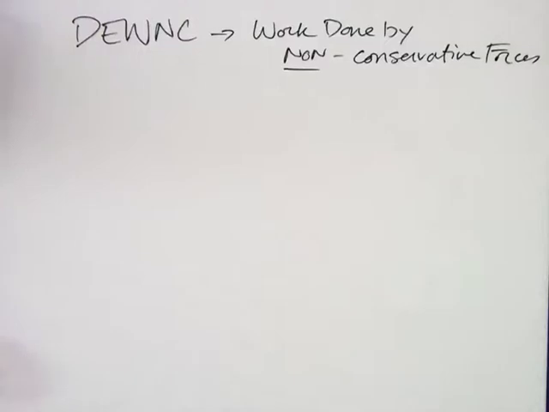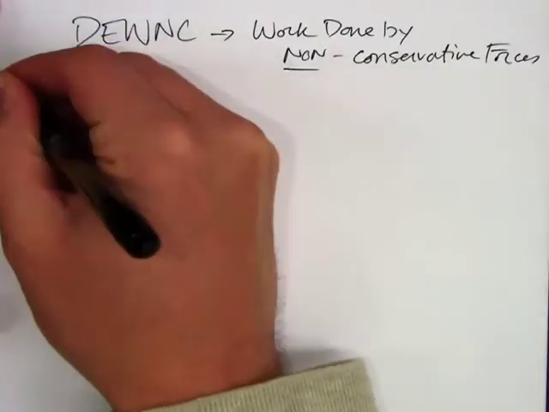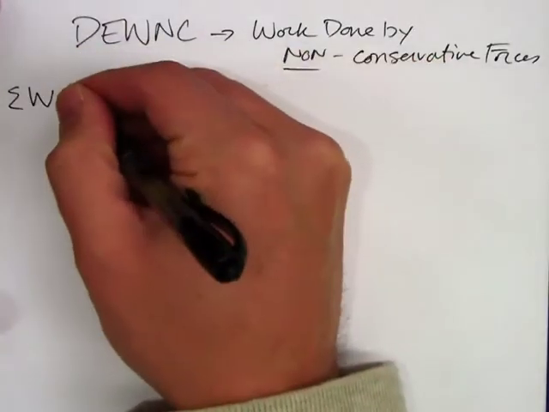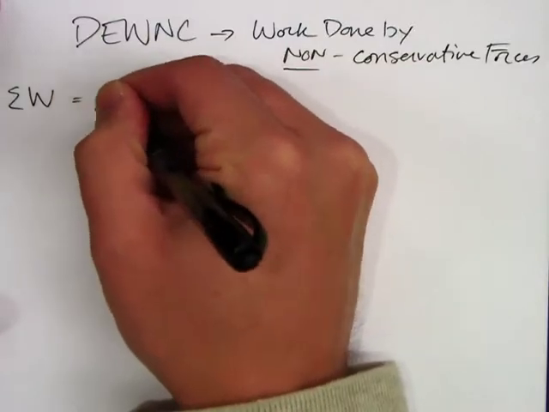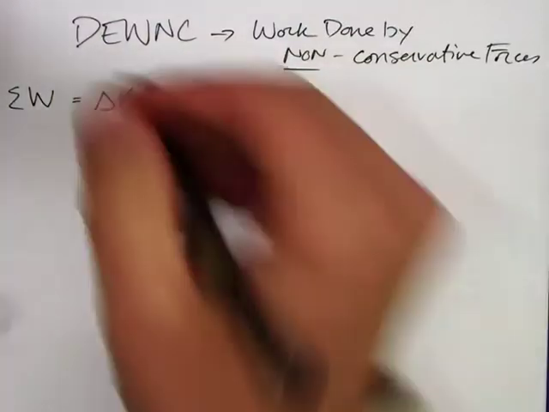Alright, in this video we're going to introduce the DEWNC, our last little section of the work and energy unit. This is how we can quantify work done by non-conservative forces, which will change the total mechanical energy of a system. So let's start with some things we already know. We already learned that the work done by forces acting on an object will cause a change in the kinetic energy of that object. So this is our EWOC.